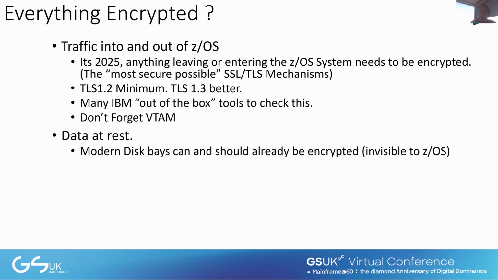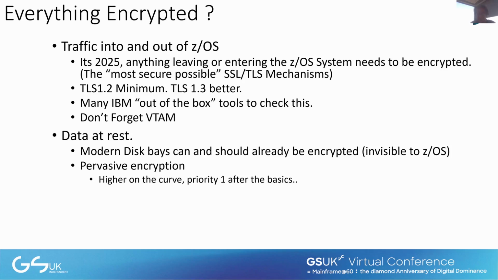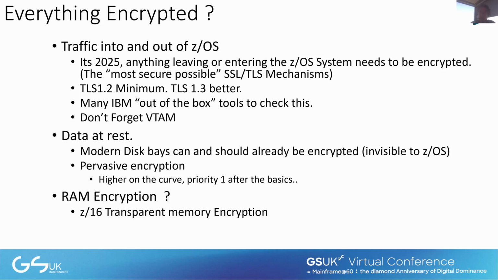Data at rest, obviously, well, the modern disks are already encrypted. They should already be encrypted. z/OS doesn't see it. And then the next one is pervasive encryption. My colleague said that was easy. I said it's hard, but it's higher on the curve. I would call that priority one after you've done the basics. This is pervasive encryption, once it works really well, once it's in place. But again, we're always talking about the amount of work. And I discovered the other day that even on a z16, there's something called transparent memory RAM encryption. Don't ask me about that for the moment. I'm still looking into it.